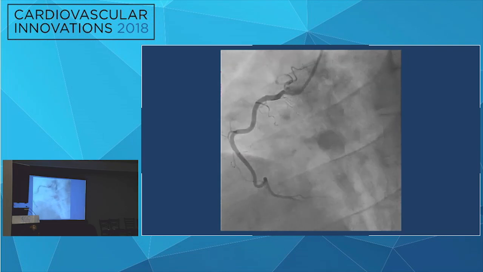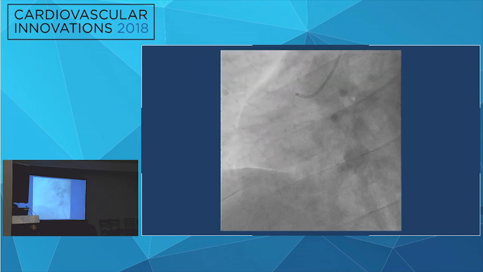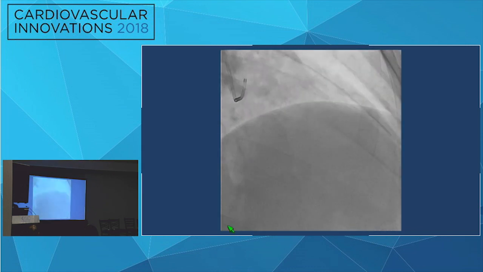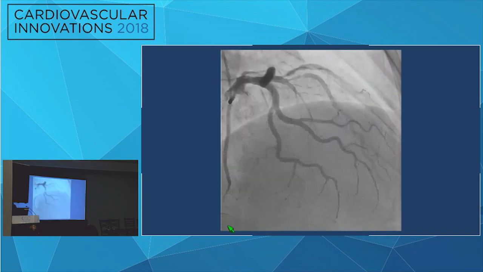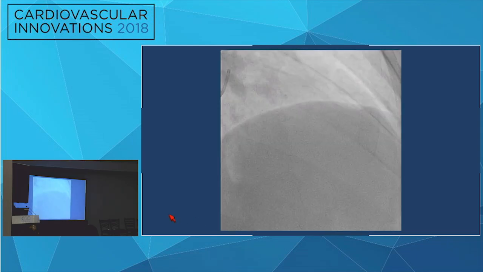So you can see this is the 6 French diagnostic Judkins right catheter, and this was the right coronary artery, a relatively small artery with no disease. This is the left system, dominant circumflex, and a little bit of overlapping and tortuosity.